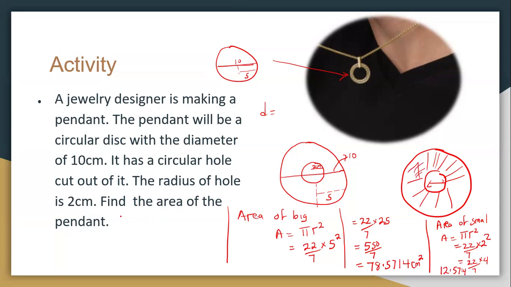So in order for us to find the area of the pennant, this area here that I've shaded, it means that the area will equal the area of the big minus the area of the small part. So this will give us 78.5714 minus 12.5714. And that will give us our answer as 66 centimeters squared. So that is the area.